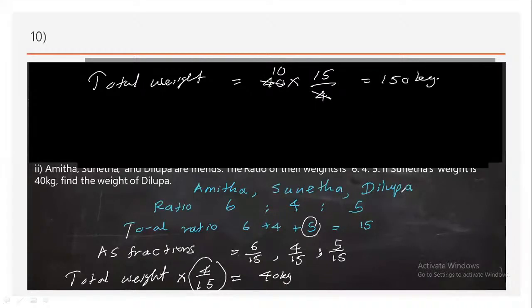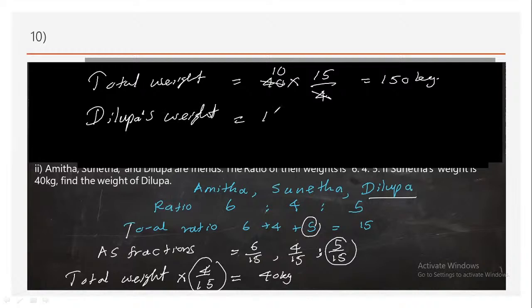Then you know the Delooper, and the Delooper's fraction is 5 over 15. Delooper's weight equals 150 into 5 over 15. Divide. 10 into 5, 50 kilograms. Same answer you can obtain this way also. Then any method you can follow.